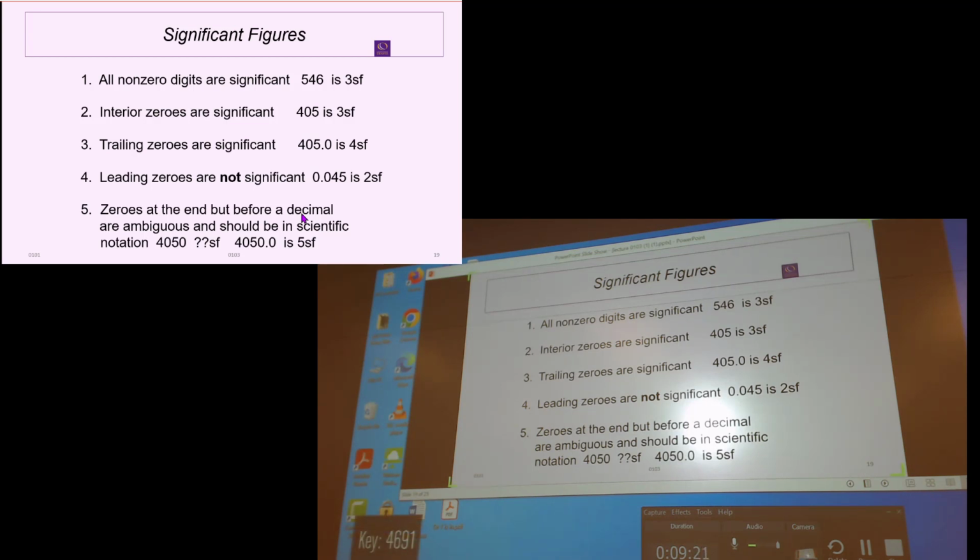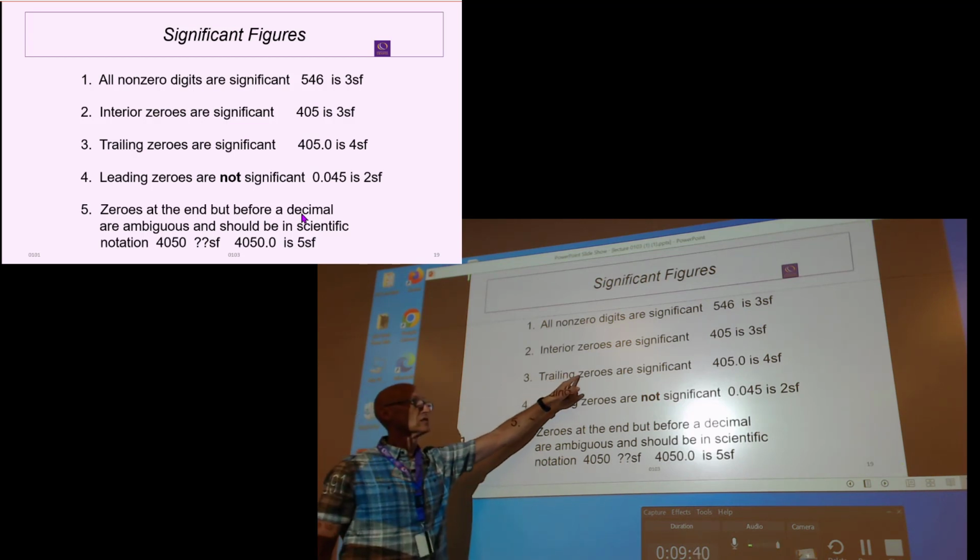All non-zero digits are significant, so that's easy. If I've got a 5, 4, 6, there are no zeros in there, so there are definitely 3 significant figures. All trapped zeros are significant. So 405 has 3 significant figures. Trailing zeros are significant.